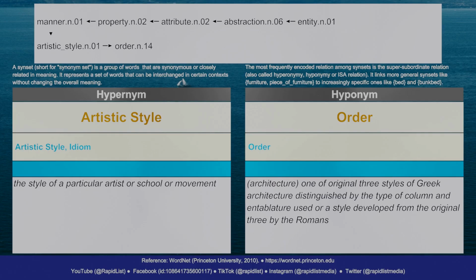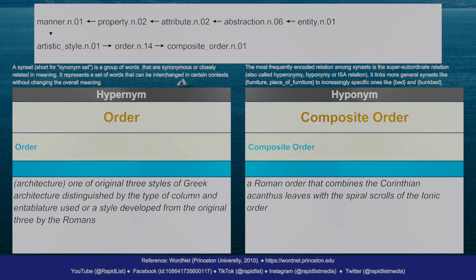Order. Architecture, one of original three styles of Greek architecture distinguished by the type of column and entablature used or a style developed from the original three by the Romans. Composite order. The Roman order that combines the Corinthian acanthus leaves with the spiral scrolls of the Ionic order.